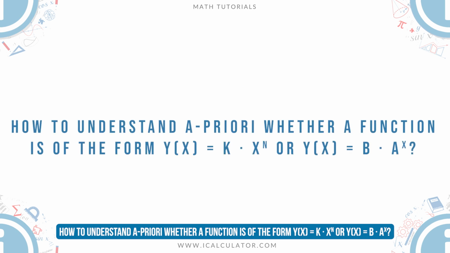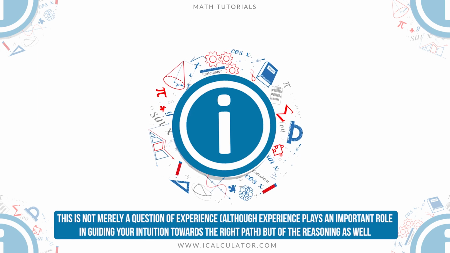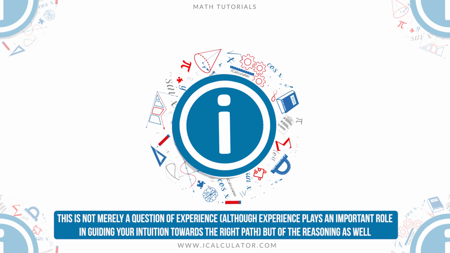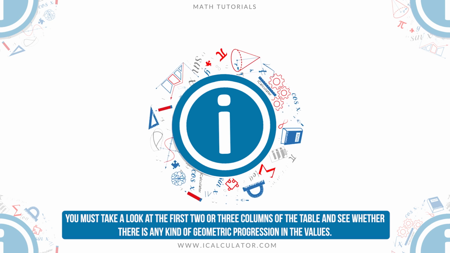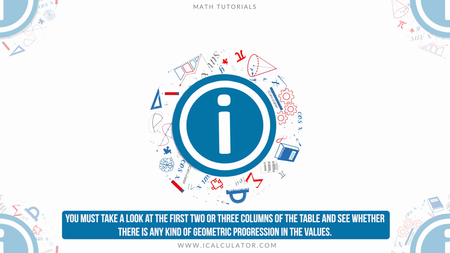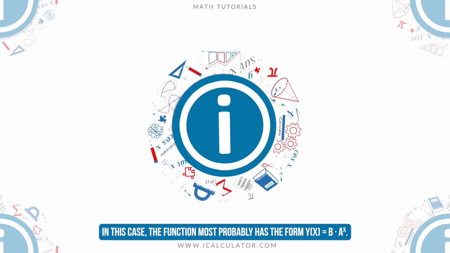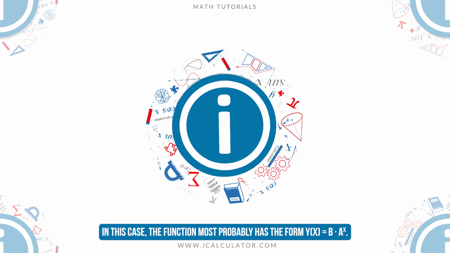How to understand a priori whether a function is of the form y of x equals k x to the power of n or y of x equals b a to the power of x? This is not merely a question of experience, although experience plays an important role in guiding your intuition towards the right path, but of reasoning as well. You must take a look at the first 2 or 3 columns of the table and see whether there is any kind of geometric progression in the values. In this case, the function most probably has the form y of x equals b a to the power of x.